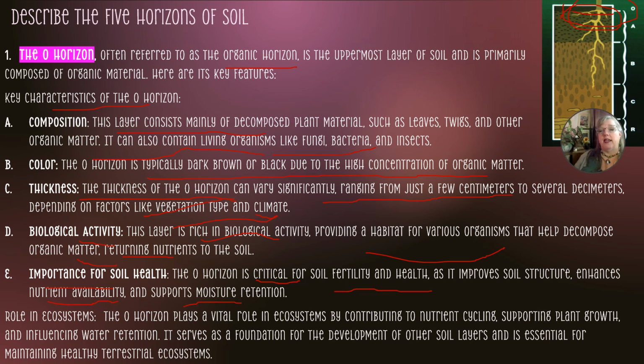If you have a nice thick O layer, when the sun beats down on it, you're going to be able to keep more of your water. It won't all evaporate out. So the role in the ecosystem: the O horizon plays a vital role in ecosystems by contributing to nutrient cycling, supporting plant growth, and influencing water retention. It serves as a foundation for the development of other soil layers and is essential for maintaining healthy terrestrial ecosystems. Okay, let me go to the next.